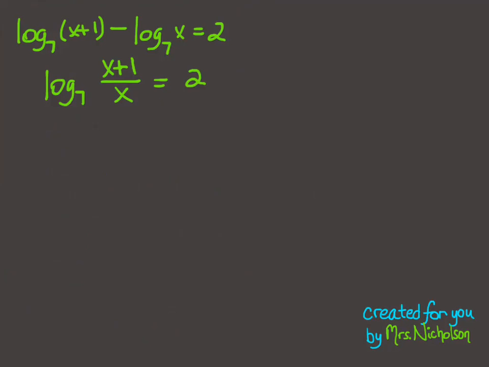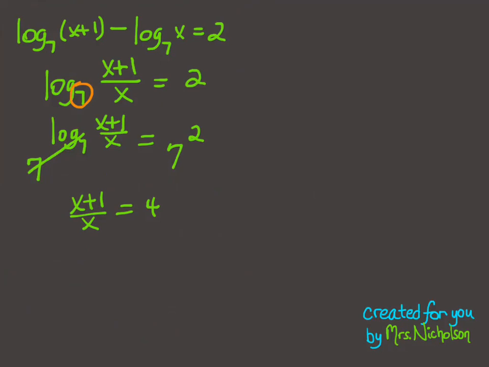And I need to undo that log. And remember, to undo logs, we need to turn it into an exponential. My base here is 7. So I'm going to make both sides exponents on 7. 7 to the log base 7, x plus 1 over x, is equal to 7 squared. The 7 and the log base 7 cancel out. They undo each other. And so I'm left with x plus 1 over x is equal to 49. 7 squared is 49. And now I need to solve for x.